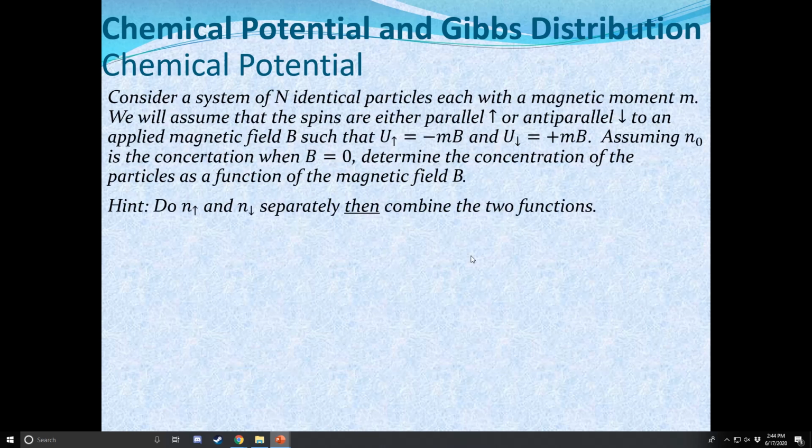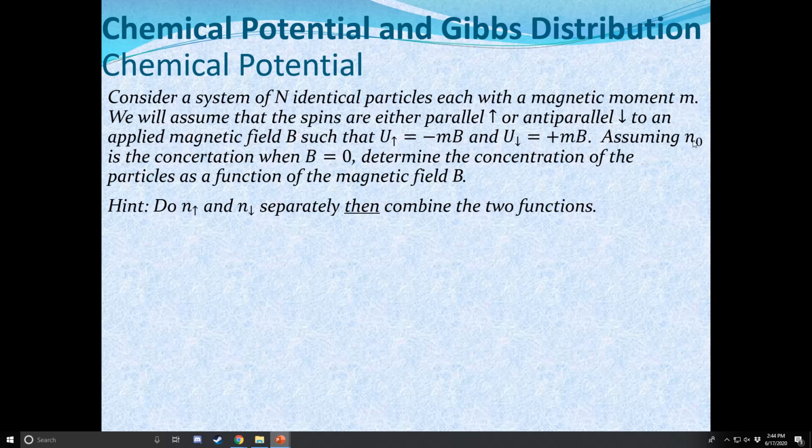Here's the next question. This might be the last one for the video, so pause the video, work on this up, and we'll go over it in a second. Alright, so this one is a little bit more complicated. We're going to have to set up some stuff a little bit, but now what we're talking about is magnetic field energy. Here we have the particles can either be spin up or spin down. The energy for the spin up is going to be set up as negative mB, and the energy for spin down is going to be plus mB.